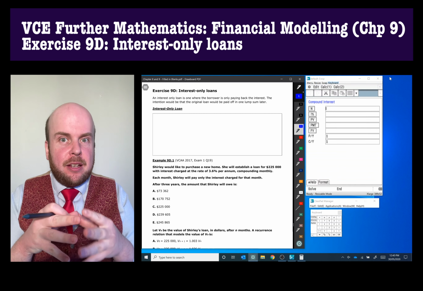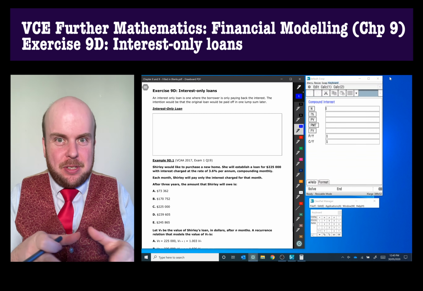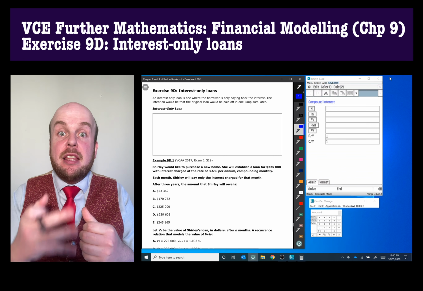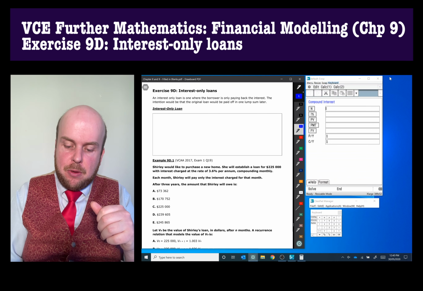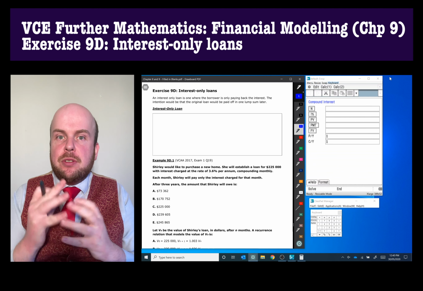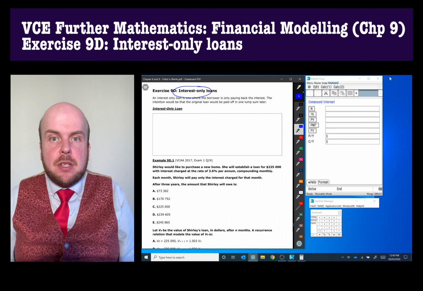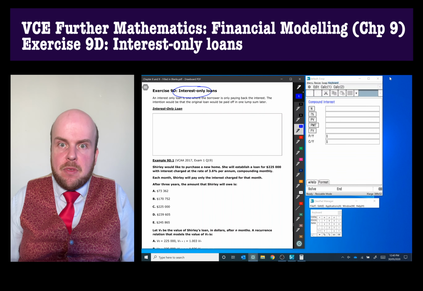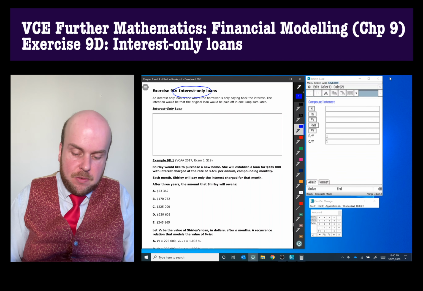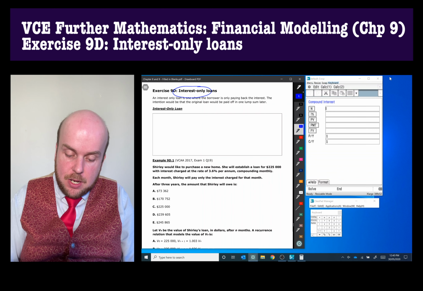So often these are the little trick questions that get thrown at you. The thing is that you need to make sure you see the words interest only. So interest only is the main thing to get out of there. However, still the same sort of things are involved. The same sort of recurrence relations are still involved.